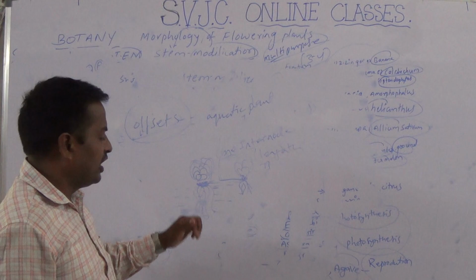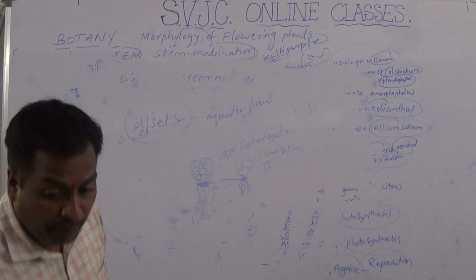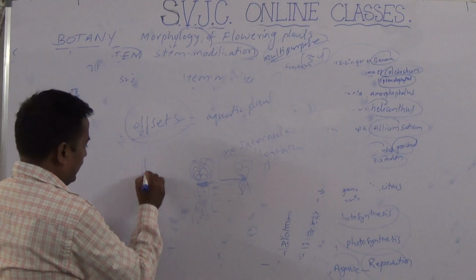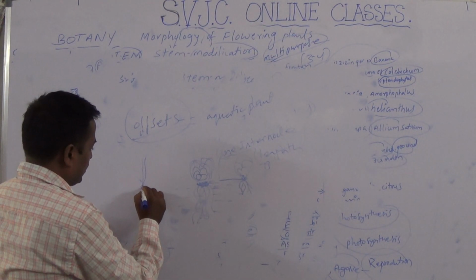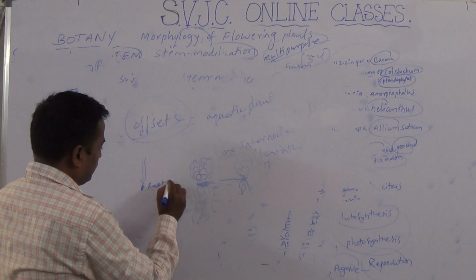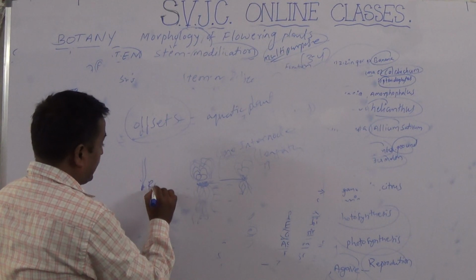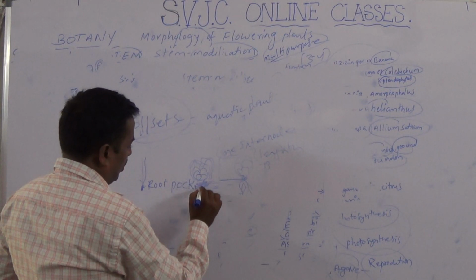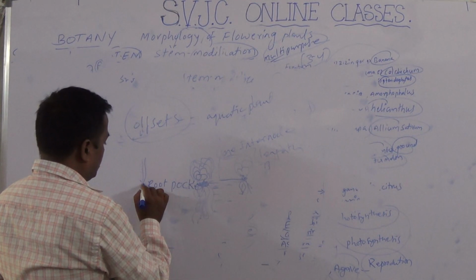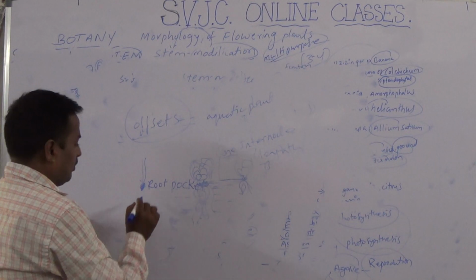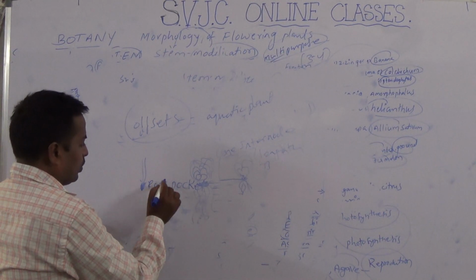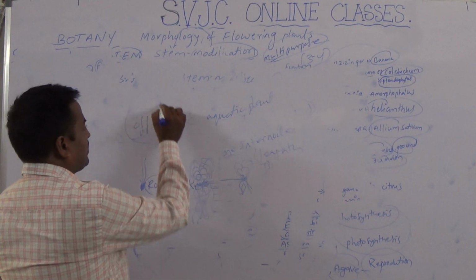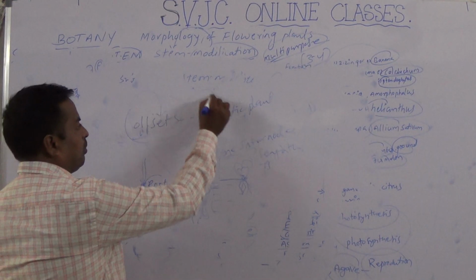Which roots? Balancing roots. Root pockets are also reported in Pistia and Eichhornia. So what is a root pocket? Commonly the apex of the root is protected by a root cap. We already discussed root cap in the previous class, but root pockets are reported in offsets and aquatic plants.